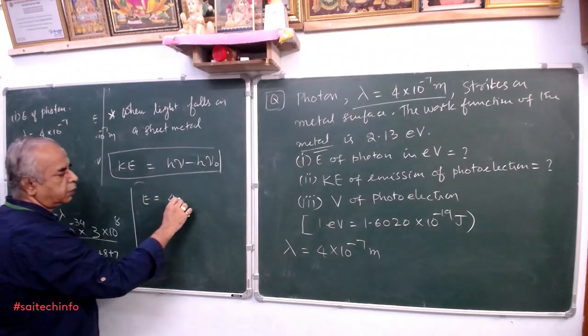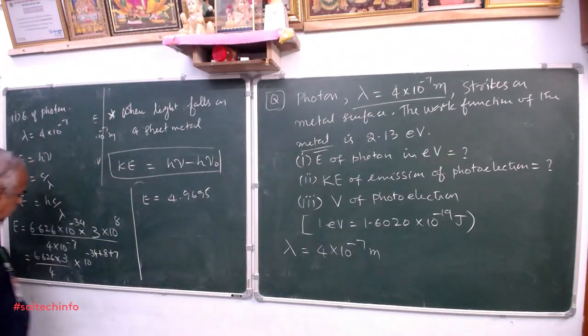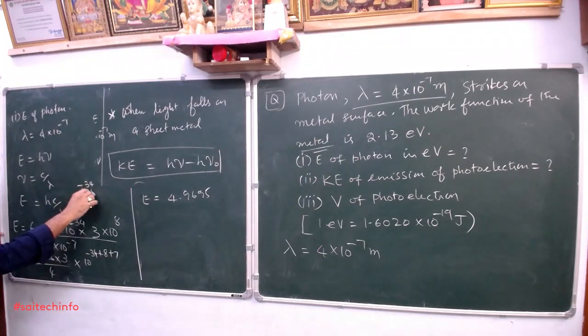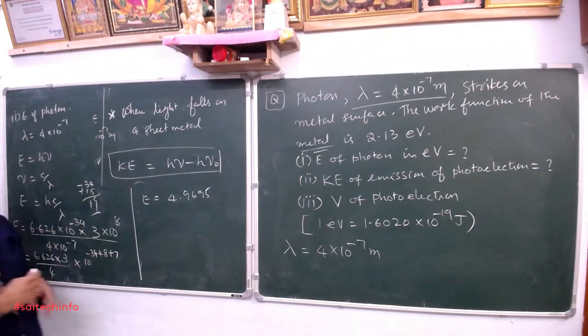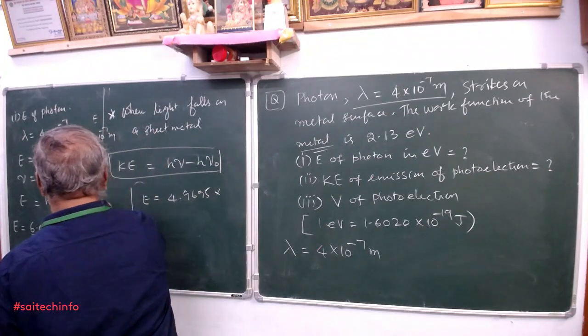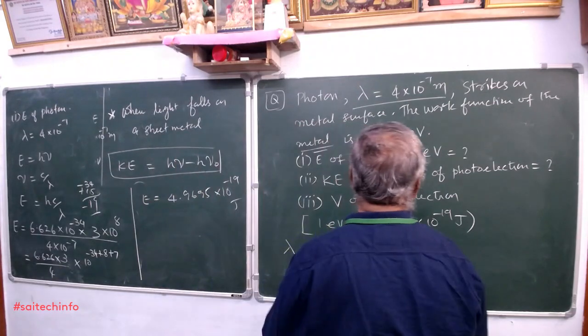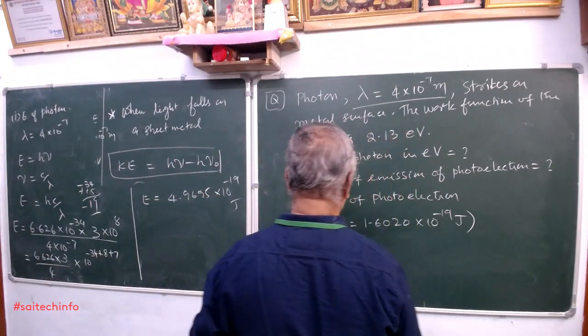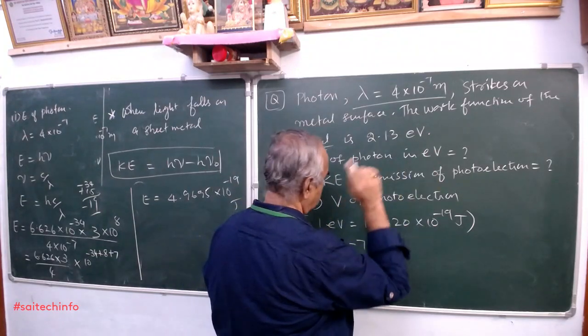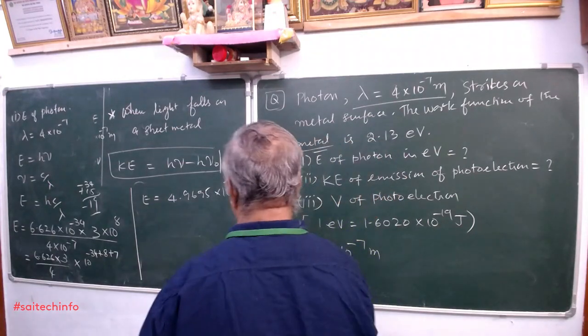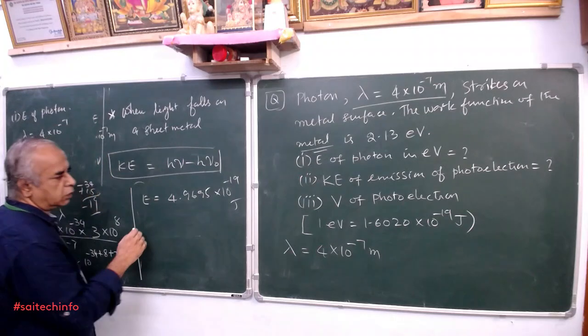Is equal to 4.9695, and then into 10 power, 34 means minus 34 plus 15, how much? 19. So into 10 power minus 19 joule. And here it is asked in electron volt. We already know 1.602 into 10 power minus 19 joule is equal to 1 electron volt. So we can convert this.